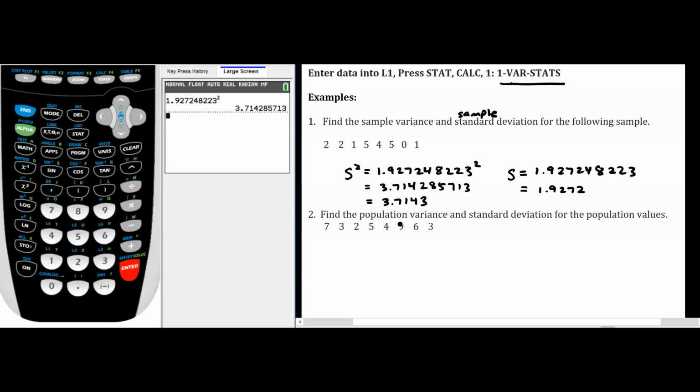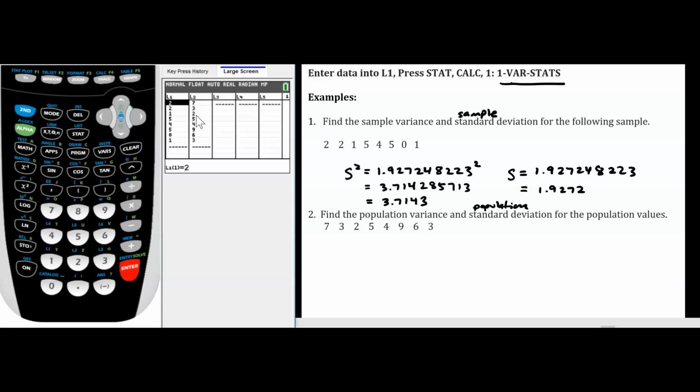So again, to be clear, we're finding the population variance here and the population standard deviation. And this time, I've entered my data into list 2. So I've got 7, 3, 2, 5, 4, 9, 6, 3. And I'm going to press Stat, go over to Calc, 1VARSTATS, and I'm going to change this list to list 2, so that's second number 2. Frequency list is blank, and then we press Calculate.